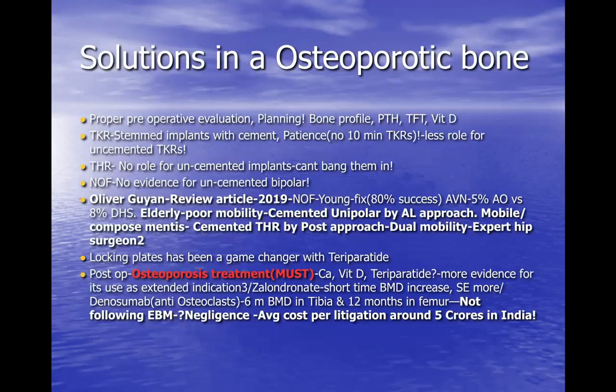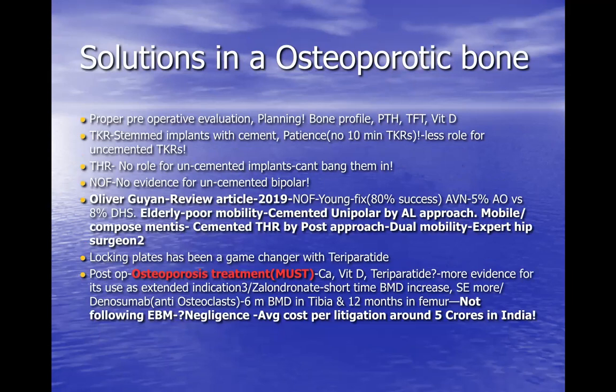So what are the solutions in an osteoporotic bone? I think proper preoperative evaluation and planning is a must. If you fail to plan, you plan to fail. This is a fundamental principle. We need to do additional tests like bone profile, parathyroid hormone levels, TFT, vitamin D levels, etc. When you do a total knee replacement, you need to put in stemmed implants with cement, which is a must.